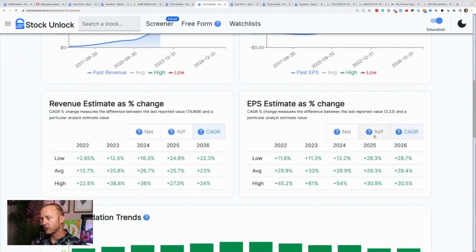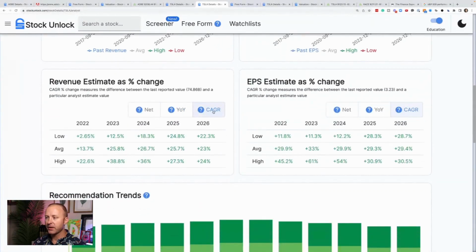If we want to look at those growth expectations, the compound annual growth rate for revenue growth, low to high, is 22% on the low side and then 24% on the high side. Again, that is compound annual growth rate each year, right?